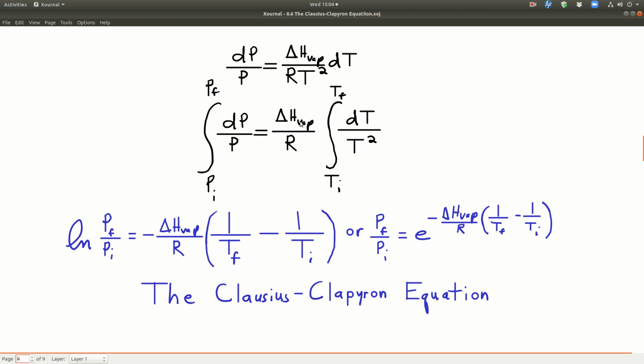We're assuming, again, that the delta H of vaporization does not change appreciably over this temperature interval, dT over T squared, which gives us the natural log of P final over P initial is equal to negative delta H vaporization over R times 1 over T final minus 1 over T initial. That's because when integrating T to the minus 2, we get the negative in front.